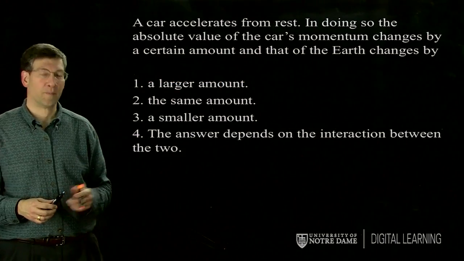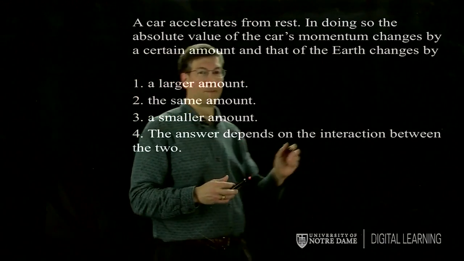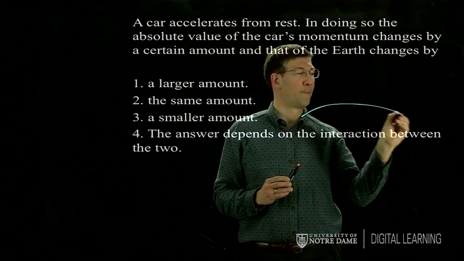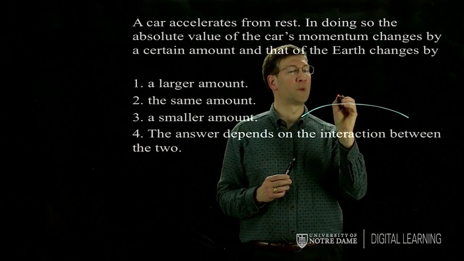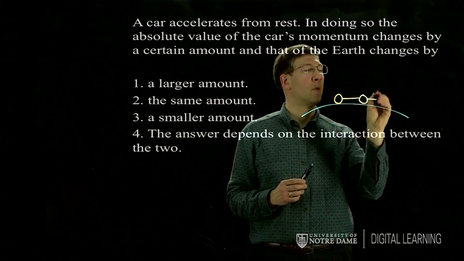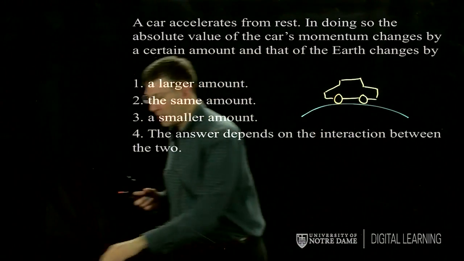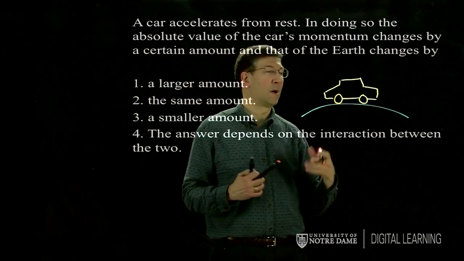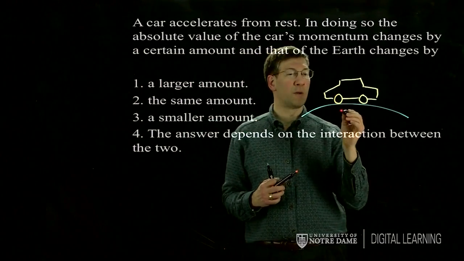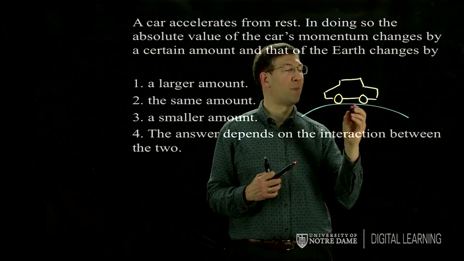OK, so let's solve this. So first, let's draw a picture. So here's our Earth. And we have some car that's rolling on the Earth. And the car is going to be accelerating. So in order to accelerate, we know that the car must exert a force on the Earth such that the Earth exerts a force back on the car.